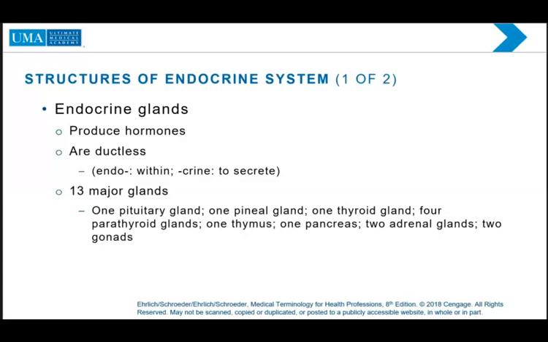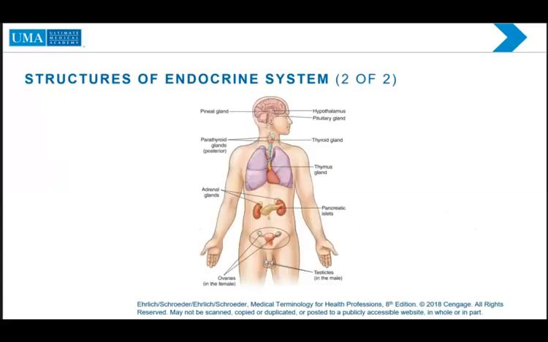Looking at the structure of the endocrine system, first you have your endocrine glands. They produce hormones. They are also ductless. You have 13 major glands: 1 pituitary gland, 1 pineal gland, 1 thyroid gland, 4 parathyroid glands, 1 thymus, 1 pancreas, 2 adrenal glands, and 2 gonads. You see here from the picture where all of your endocrine system glands are located. You see that your glands are located throughout your body.